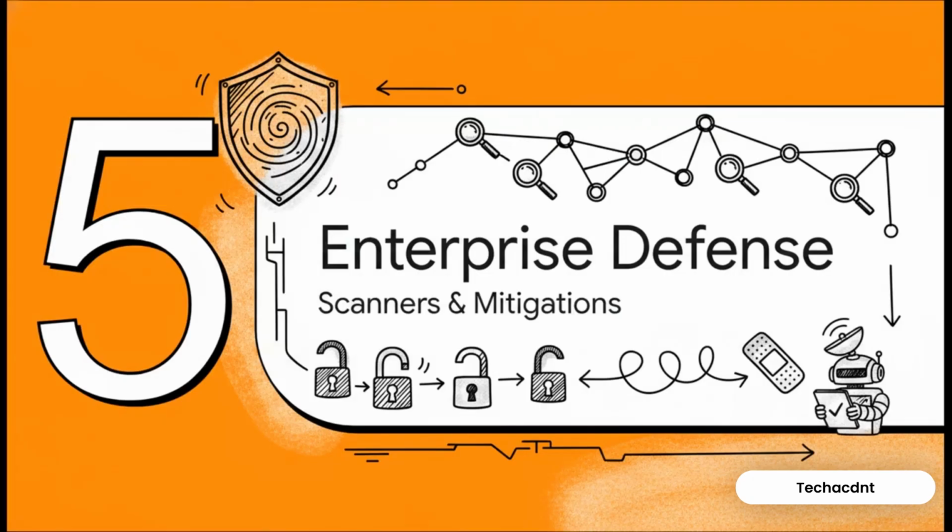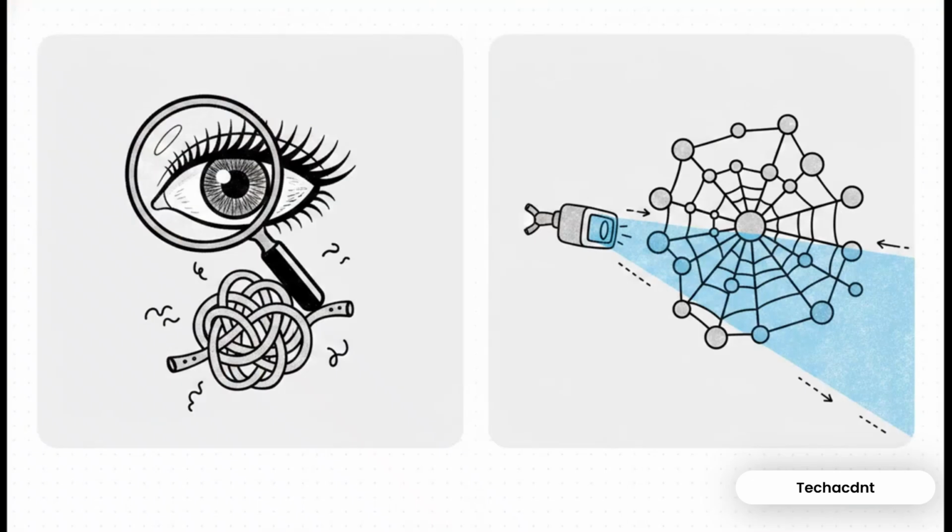Finally, Section 5, Enterprise Defense and Scanners. How do we actually defend against this at an enterprise scale? Let's wrap up our briefing with a look at strategic defense. Basically, you've got two main approaches for discovery. Manual code review requires deep inspection. It's fantastic for bypassing complex web application firewalls and finding those highly contextual bugs. The problem? It doesn't scale.